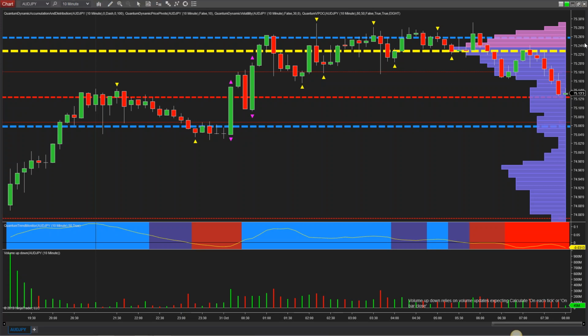Just move the chat box out of the way. Again, we've got the volume point of control here. We've got this very strong resistance here, which was tested, retested. It kind of crept through, but it never really held. You'd obviously be looking at the volume in that case.